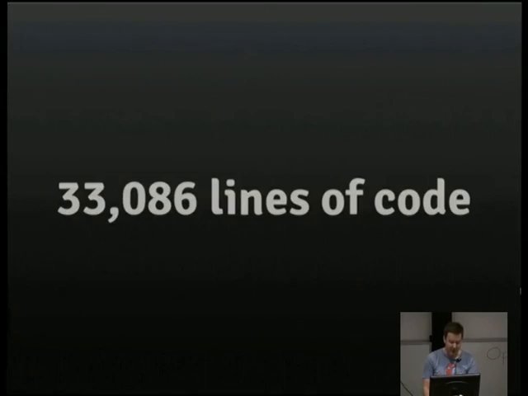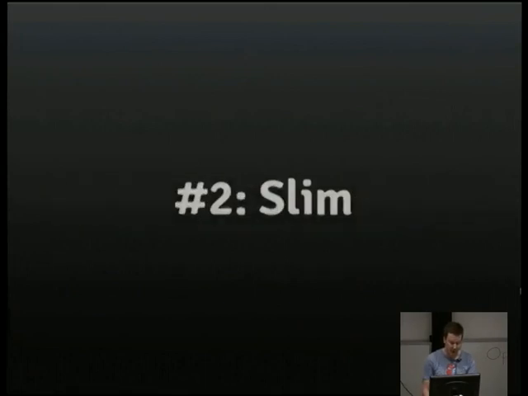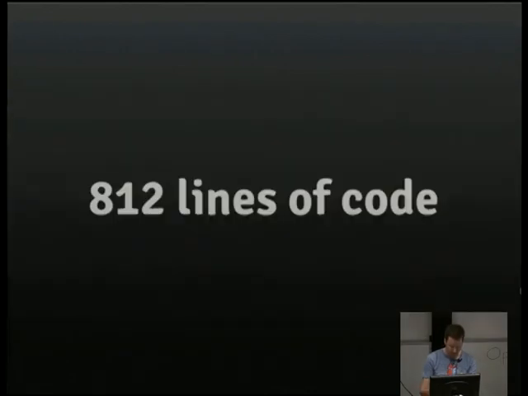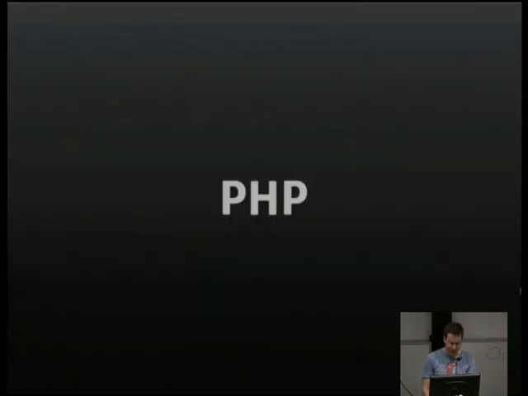Silex is 33,000 lines of code, or it was 12 months ago. Slim is 6,000 lines of code. Flight is 812. So basically my point was that you can actually use PHP itself as a micro framework because the amount of actual glue that a lot of these micro frameworks provide is surprisingly small. After that, I decided that after drinking considerably, perhaps the best way to demonstrate that would be to just do it in a 20-minute talk.